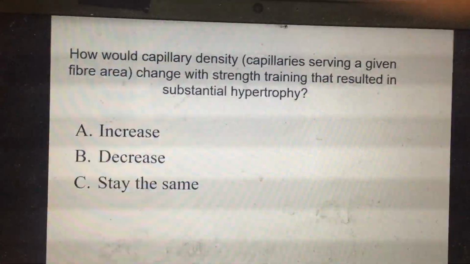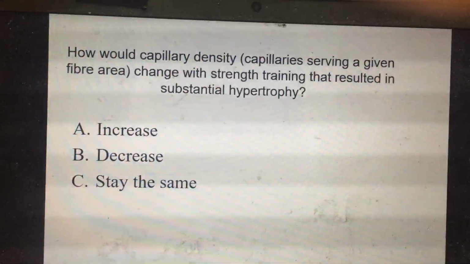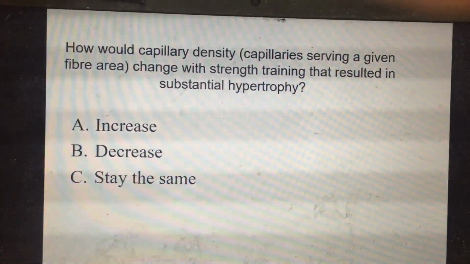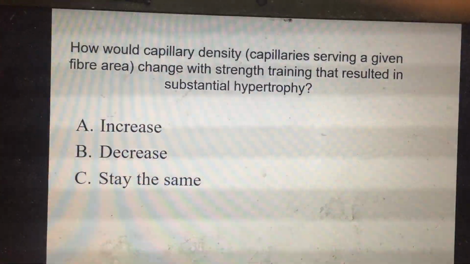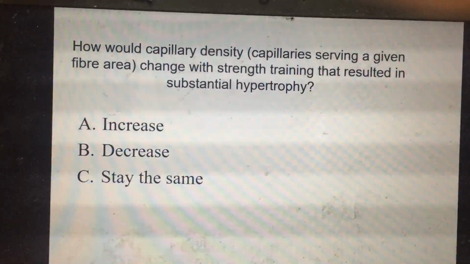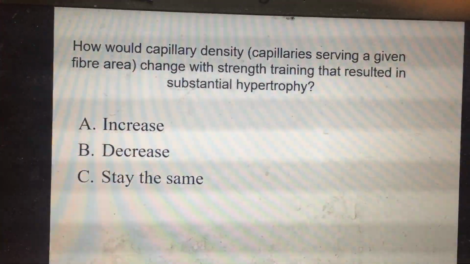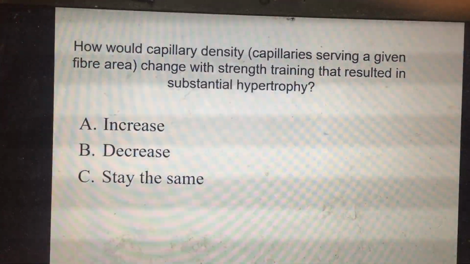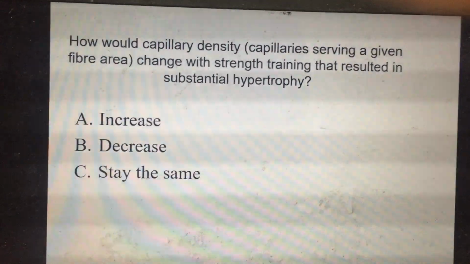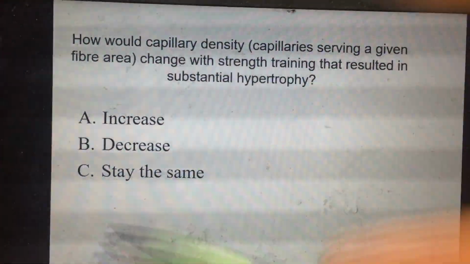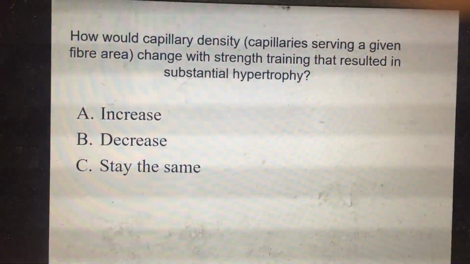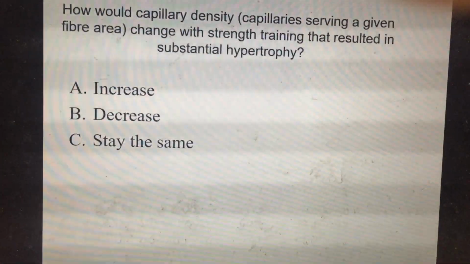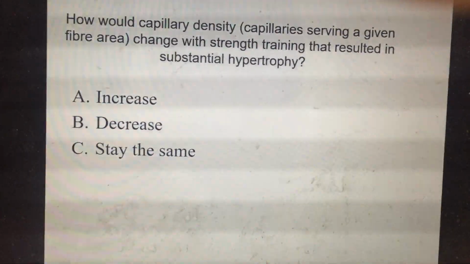How would capillary density, so capillaries serving a given fiber area, change with strength training that resulted in substantial hypertrophy? So if you had substantial hypertrophy without an increase in capillary number, then your capillary density would decrease, and this could affect your aerobic ability of muscle because of reduced oxygen delivery.